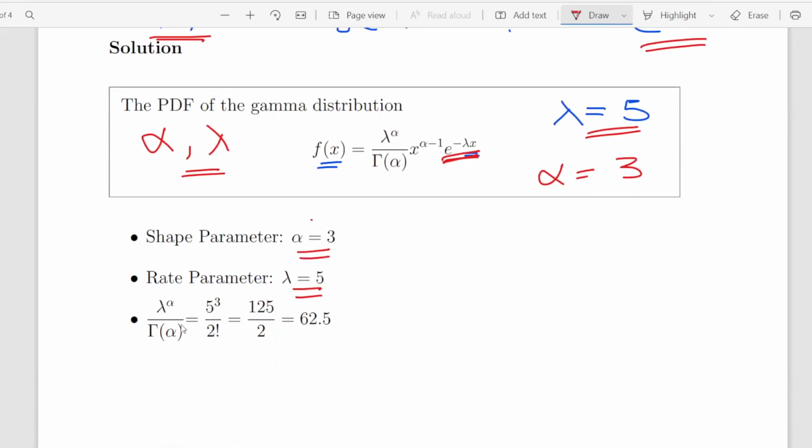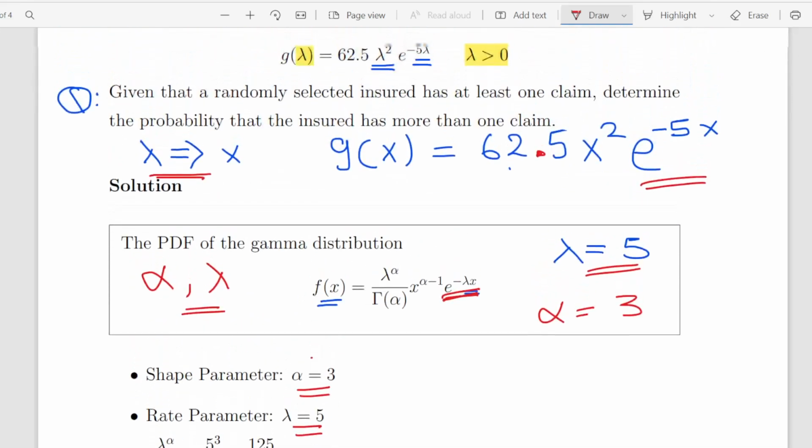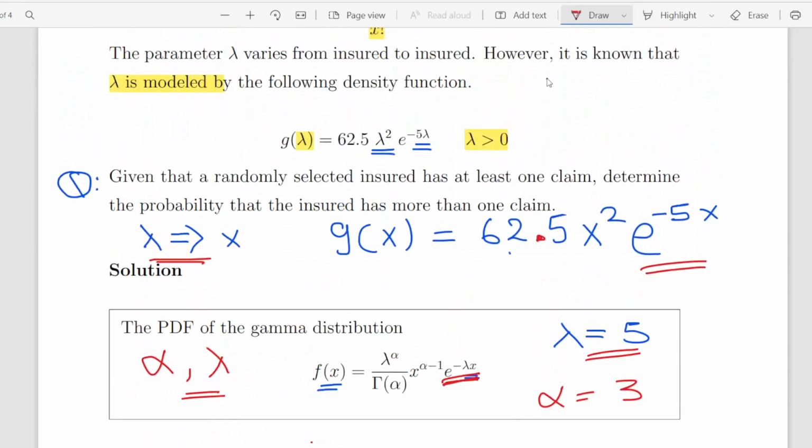Okay, and what we can do is just double check the coefficient there. Lambda to the power of alpha over the gamma function of alpha, that is 5 cubed divided by 2 factorial. 125 divided by 2, that is 62.5. So that checks out. What we have here is a gamma distribution. Okay, so we can move on now.